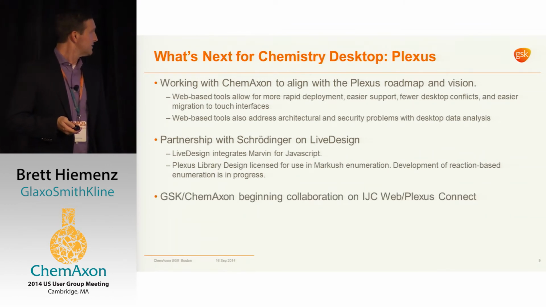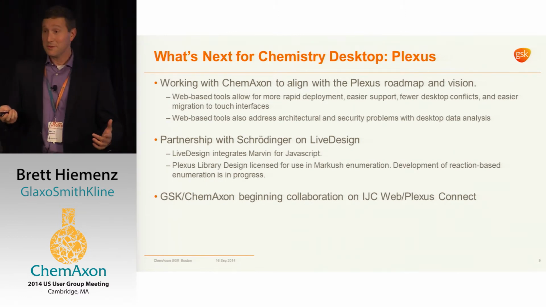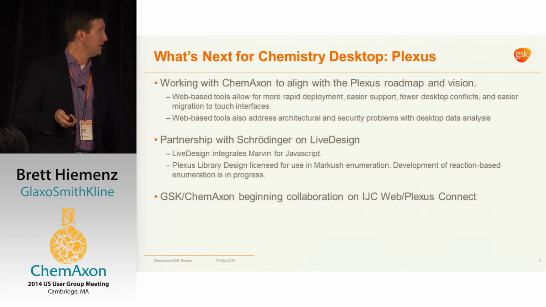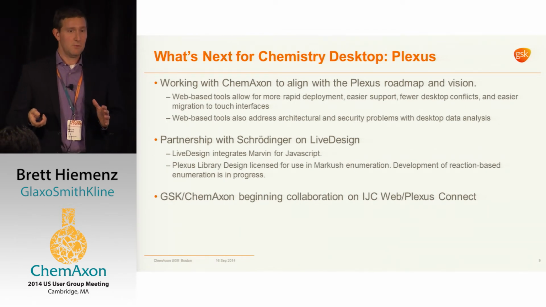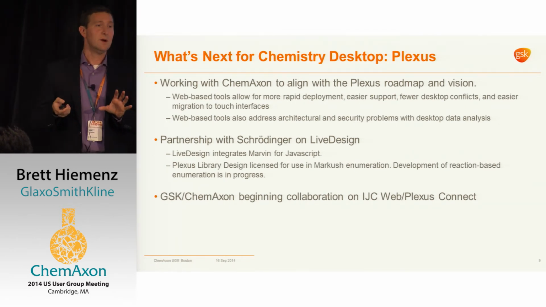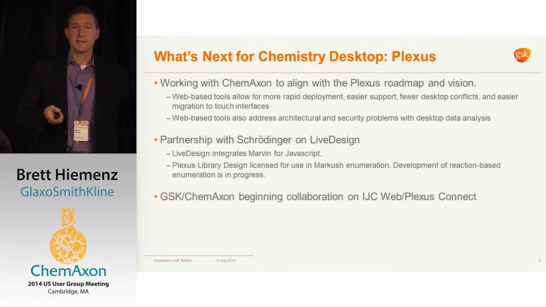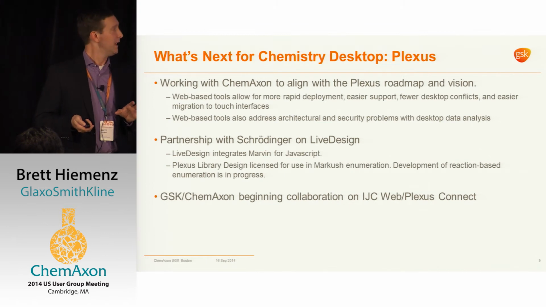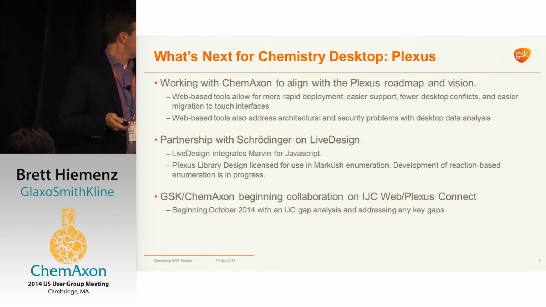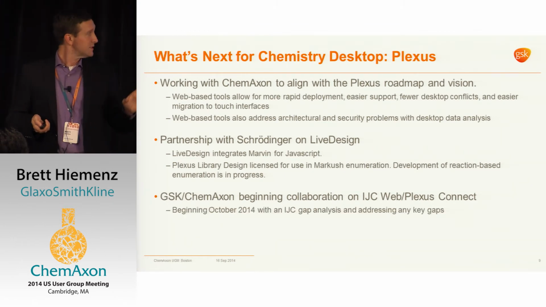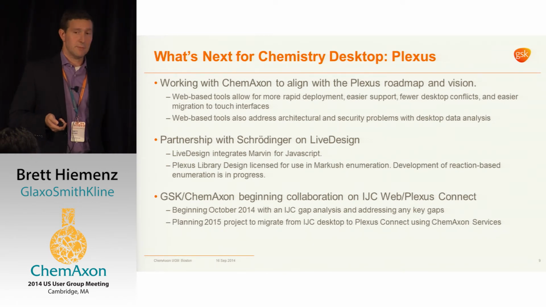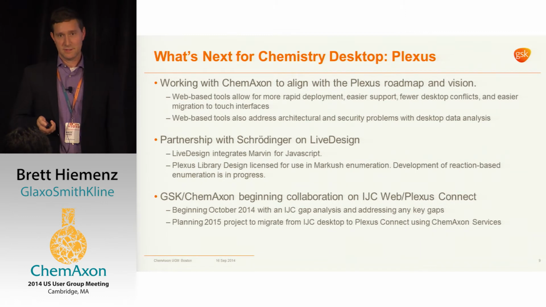Starting within the next week or so, we'd like to start a collaboration on the move from IJC to IJC Web, or Plexus Connect. Essentially, we'd like to take where we are today, and within the next few months do a gap analysis, and in the next year, get to Plexus Connect for the bulk of our users and get us off of Citrix.